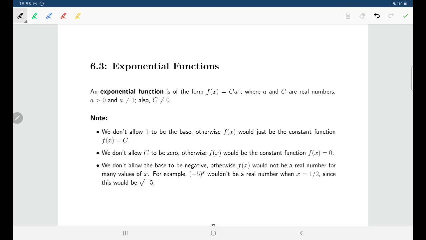So to make sure that the output for f of x is always a real number, we're requiring ourselves that the base has to be larger than 0. And because of that, our domain for this function will be all real numbers. No matter what value of x we put in, a to the power of x will be a real number, which means that all real numbers will work for the domain for any exponential function.